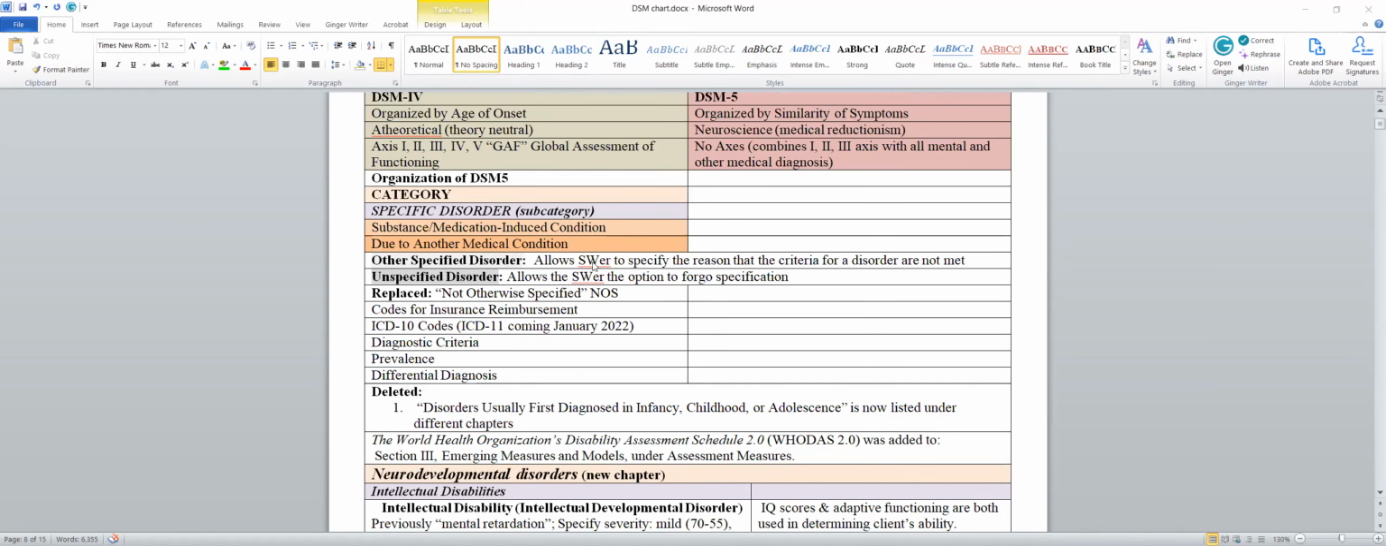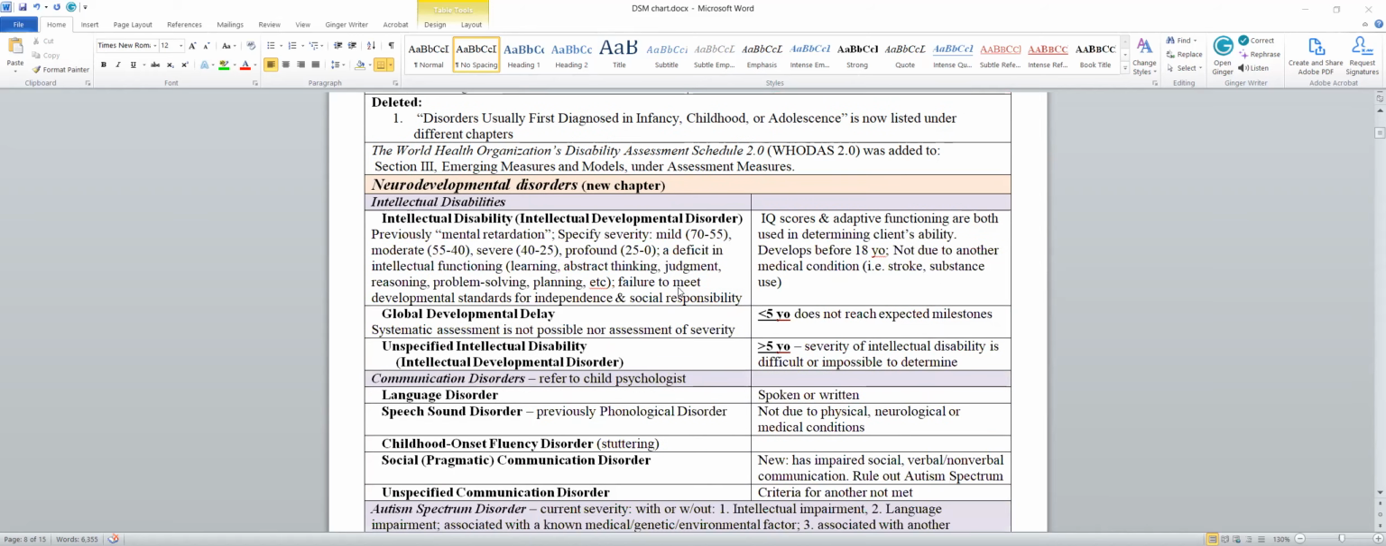And remember that other specified disorder allows the clinician to specify the reason that the criteria for the disorder are not met. An unspecified disorder allows the social worker the option to forego specification.